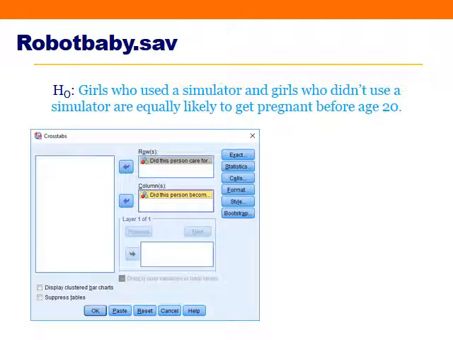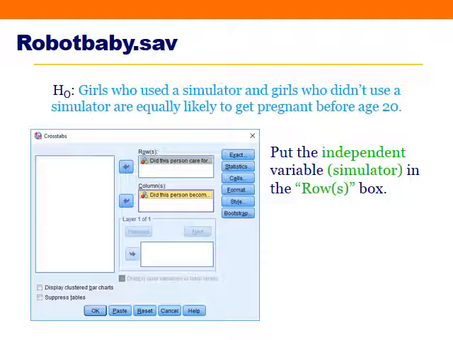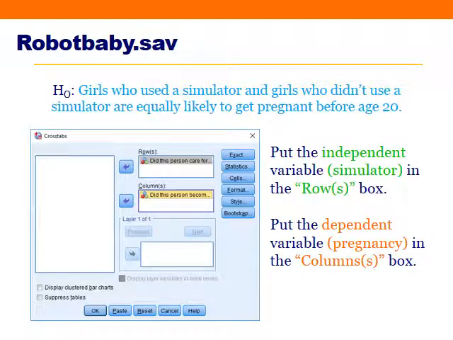When you click the Crosstabs button, you will have a list of all of your variables on the left-hand side of the screen, and you will have empty boxes on the right-hand side that are labeled rows and columns. Your independent variable, which in this case is whether each girl did or did not take care of the simulator, goes in the rows box. Always put the independent variable in the rows box. The dependent variable, which in this case is whether the girl became pregnant or did not become pregnant before their 20th birthday, goes in the columns box. The dependent variable always goes in the columns box.